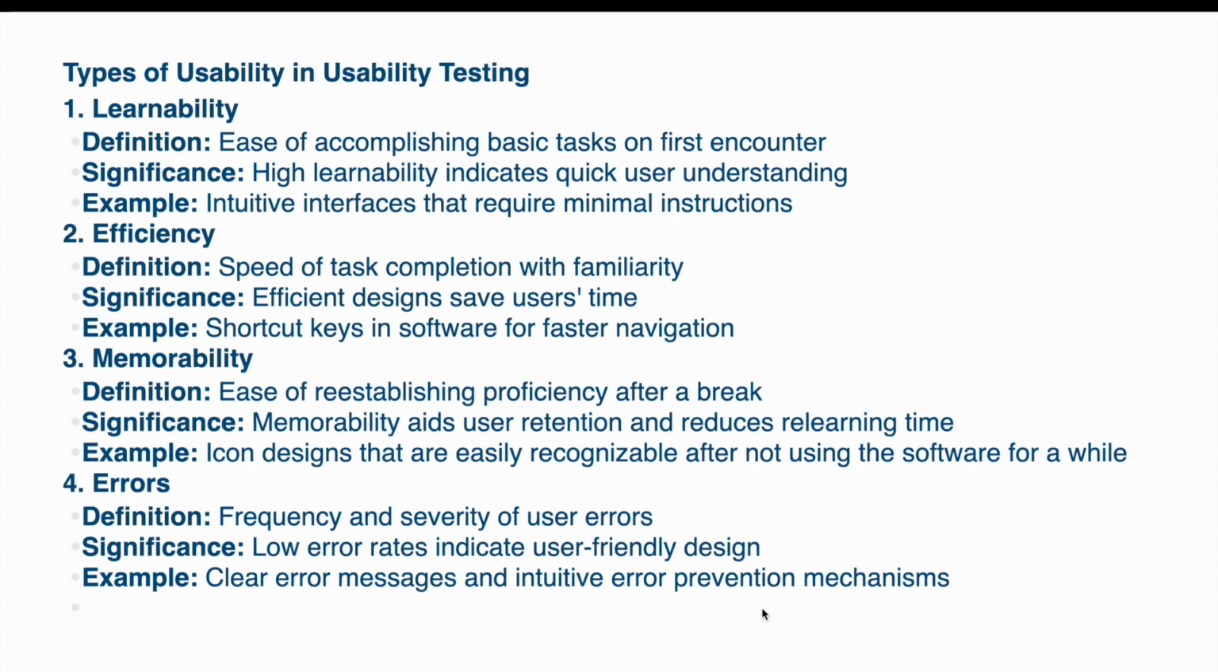There are some types of usability testing that can be observed during that testing. First is learnability. This refers to how easy it is for users to accomplish basic tasks the first time they encounter the design. A product with high learnability allows users to quickly understand how it works without much effort.